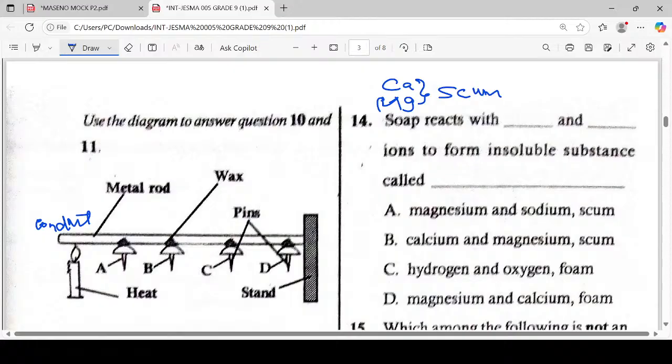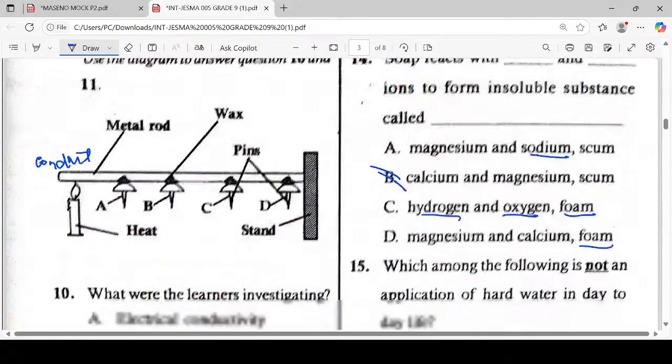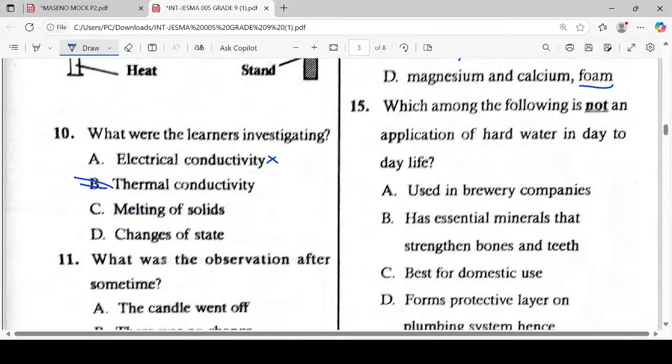So let me look at the answers. Magnesium and sodium, no, sodium rules that one out. Calcium and magnesium scum, yes. Let me look here. Hydrogen, oxygen, no, all three are wrong. Magnesium, calcium form, no, no form being formed there. So the correct answer here is B for boy.